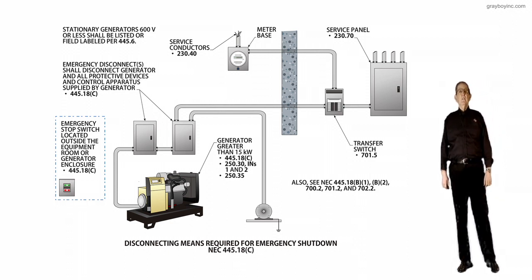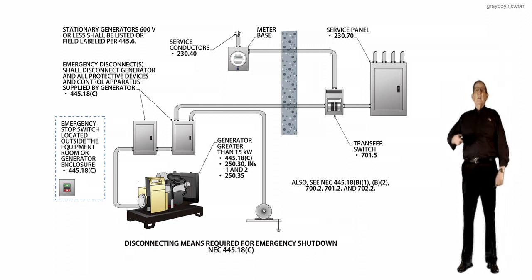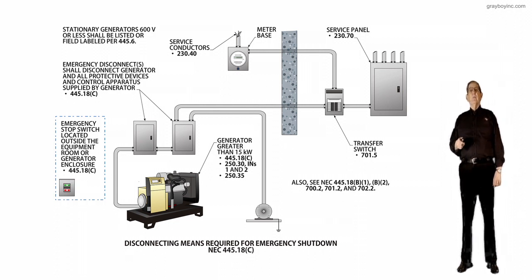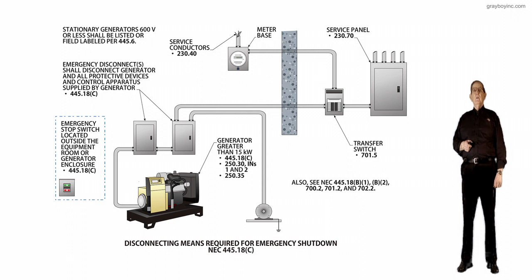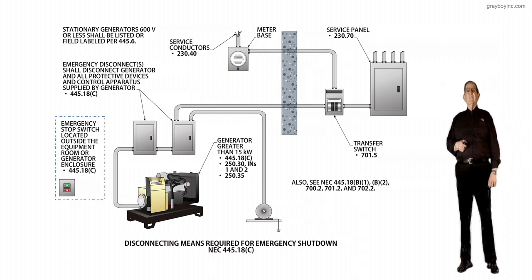Now, the first thing I'd like to look at is the top callout to the left of the illustration. It talks about stationary generators, 600 volts or less, which shall be listed or field labeled per 445.6.